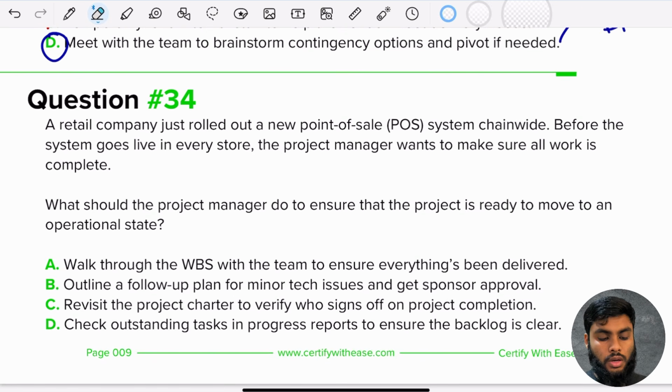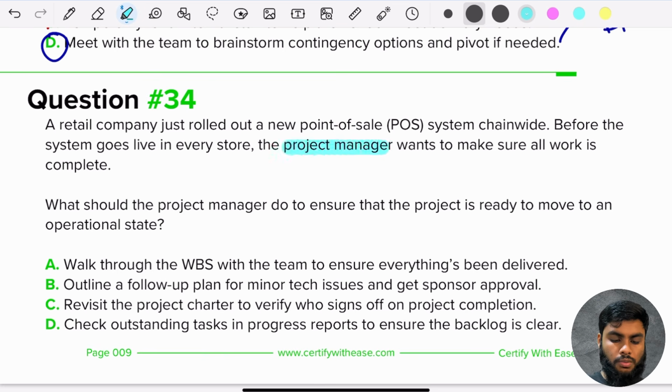34, a retail company has just rolled out a new point of sale system chain wide. I don't know what that is. We don't need to know what that is. Remember, we're setting up the situation. Okay. Before the system goes live in every store, the project manager wants to make sure all the work is completed. What should the PM do to ensure the project is ready to move to the operational state? Okay, so the PM simply needs to make sure that all work is completed. What should we do?